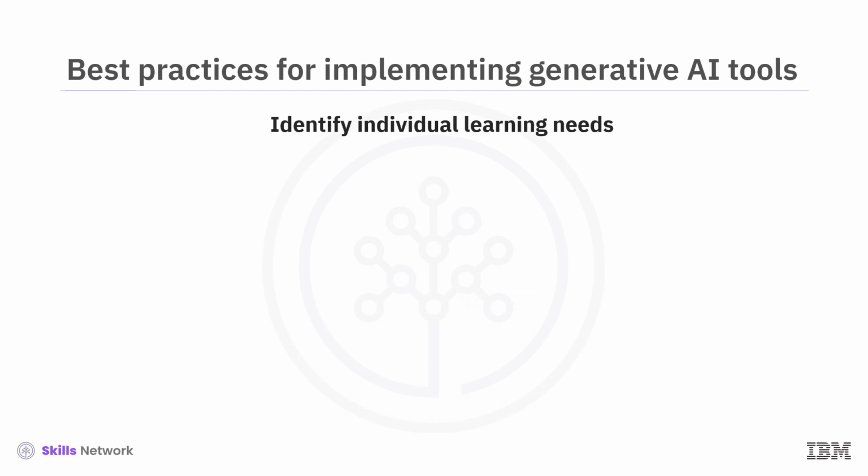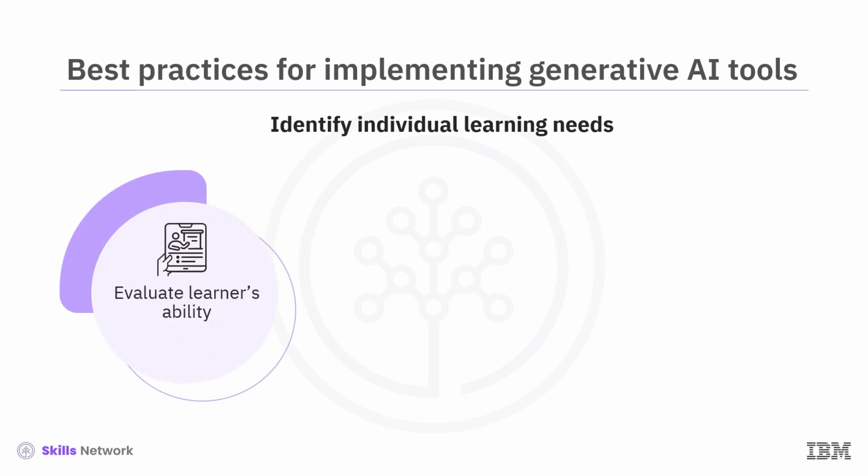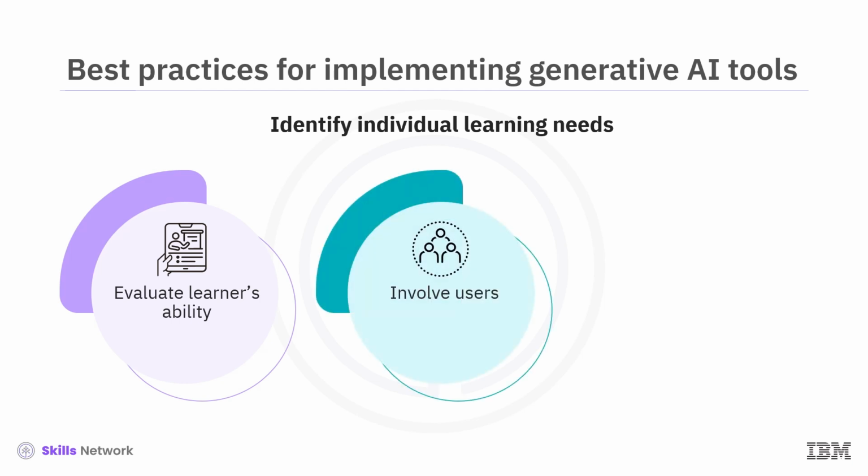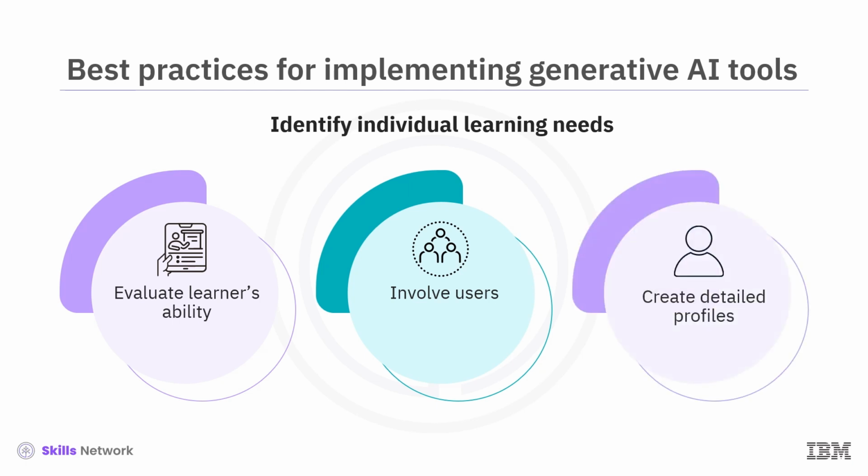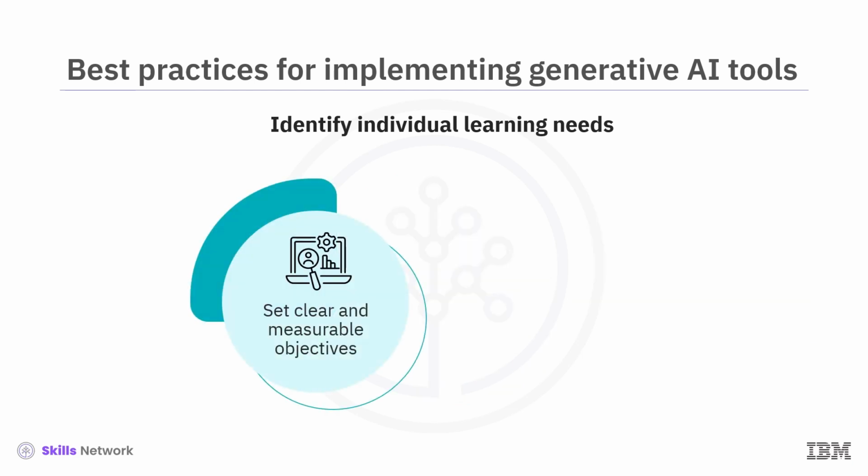Let's review the best practices for implementing generative AI in special education. First, evaluate individual learning styles, preferences, challenges, and strengths to select generative AI tools and their implementation strategies. Involve learners, parents, and support staff in planning and implementing generative AI tools. Create learners' profiles with specific needs, preferences, and support strategies for each learner. Set clear and measurable objectives while implementing generative AI tools and regularly track its progress to meet the goals.